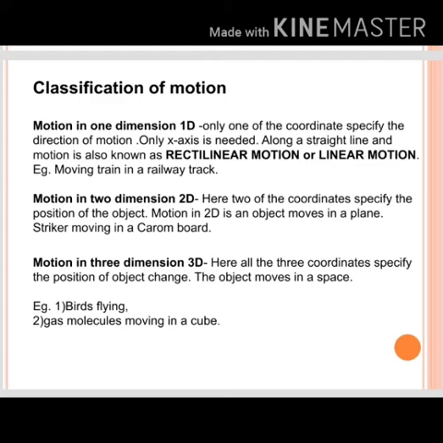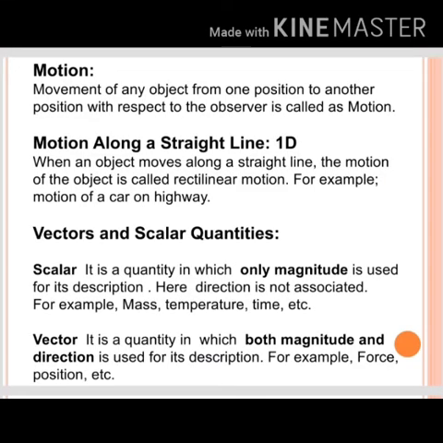Motion in 3 dimensions. All 3 coordinates specify the position of the object, and the object moves in space. For example, a bird moving in space. We can see that. A gas molecule in a cube is also a motion in 3 dimensions. Now our actual topic. What is motion? We are going to talk about motion in 1 dimension, that is linear motion.